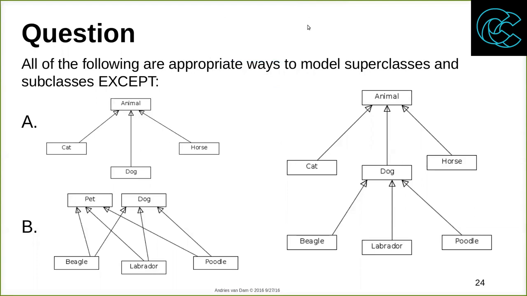Multiple inheritance is not allowed in Java. Right. You have this Beagle. As I mentioned earlier, this arrowhead points to the superclass. Now it's indicating that Beagle is a Pet and Beagle is a Dog. So it is trying to inherit from more than one class at the same level. Multiple direct inheritance is not possible. For example, you can have Beagle inherit from Pet and Pet inherit from Dog, or the other way around: Beagle inherits from Dog and Dog inherits from Pet. But you cannot have more than one direct superclass. That's the issue with B, and that's why B is not allowed in Java. The others are okay.